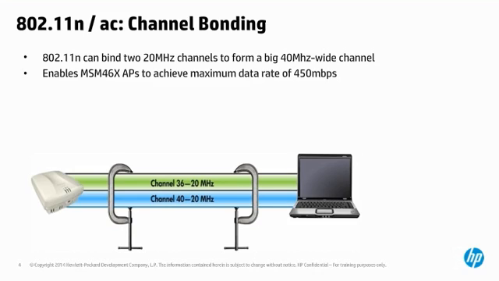Channel bonding is typically used in the 5 gigahertz frequency band because it has more non-overlapping channels. Since the 2.4 gigahertz frequency band has only 3 non-overlapping 20 megahertz channels, bonding two 20 megahertz channels leaves only one non-overlapping channel available. This is why channel bonding is not practical for the 2.4 gigahertz band.